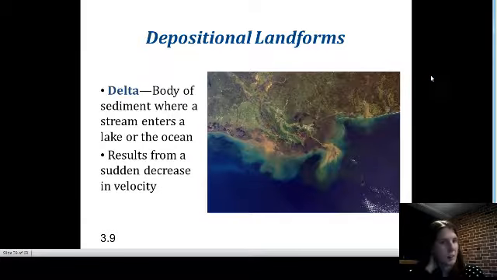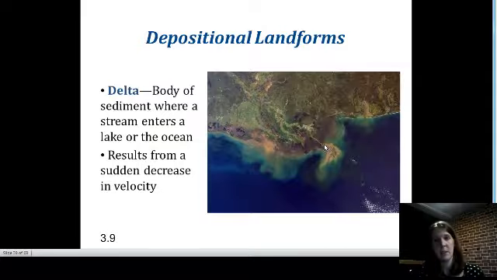Okay, moving on to depositional landforms. The most common depositional landform is a delta. This is a body of sediment where a stream enters a lake or an ocean. And these result in a sudden decrease in velocity. So if you have a stream moving at 5 meters a second and it hits the ocean, that ocean's not moving that fast. That ocean is moving at significantly slower speeds because it's not going anywhere in the broadest sense.